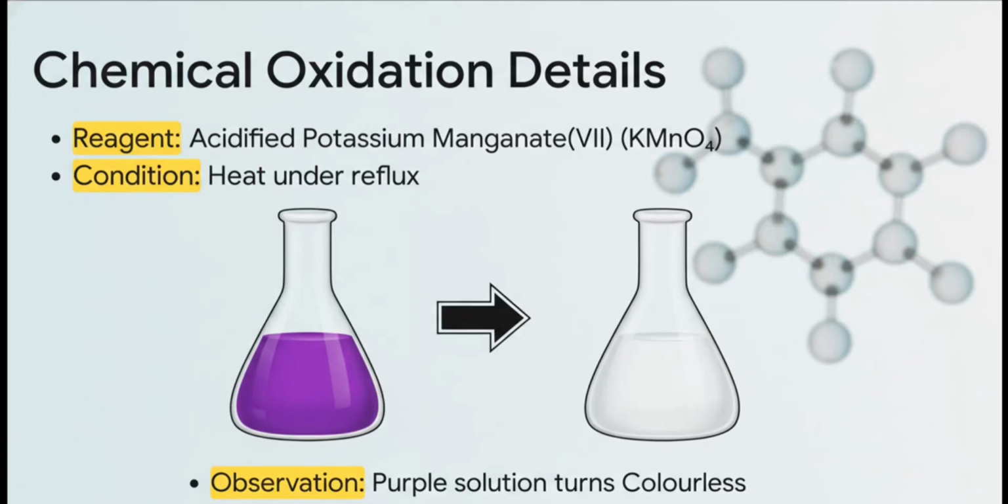For the lab method, these right here are the details that get you the marks. You need a powerful oxidizing agent like acidified potassium manganate(VII). You have to heat it under reflux. That's to stop all your volatile stuff from just evaporating away. And the key observation? The deep purple solution turns completely colorless when the reaction is done.